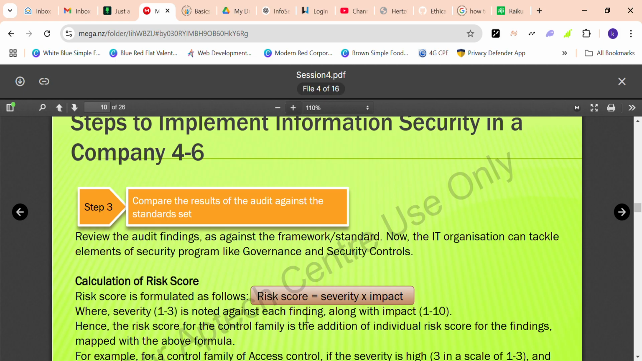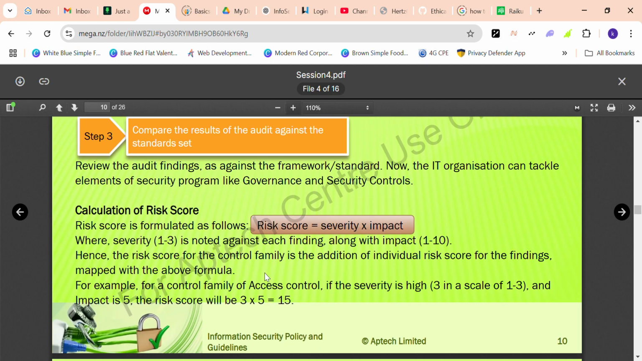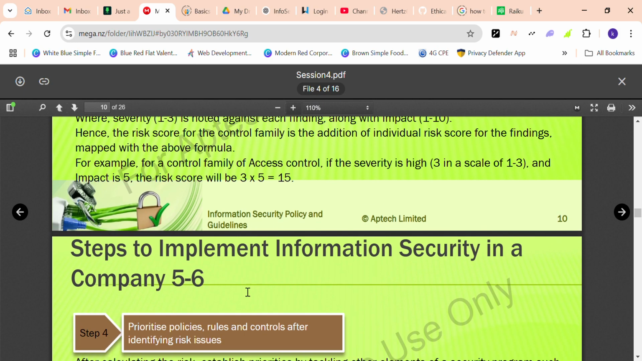Severity of 1 to 3 is noted against each finding along with the impact of 1 to 10. Hence, the risk score of the control family is the addition of individual risk scores for findings marked with the above formula. For example, for a control family of access control, if the severity is high on a scale of 1 to 3 and impact is 5, the risk score will be 3 times 5 equals to what? 15. So that's an example here.